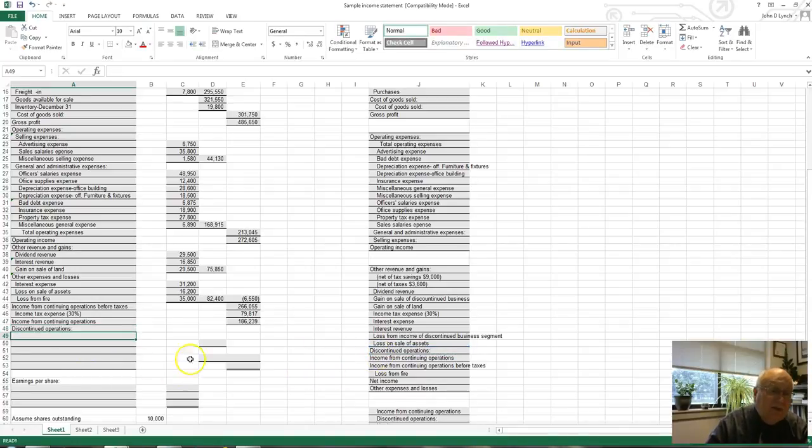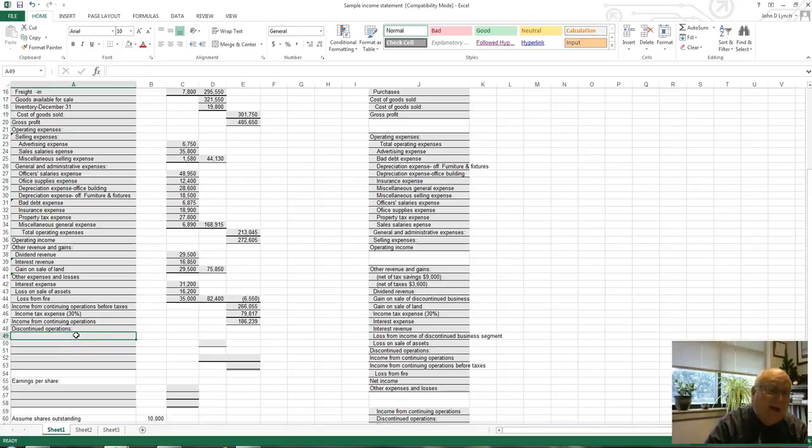Now, discontinued operations means you're getting rid of that line of business. And to have a discontinued operation, you have to be able to keep the revenues and expenses of that business separate from the rest of the operations. And it's also not just simply doing away with the product line, but you're actually getting out of that line entirely. Okay.